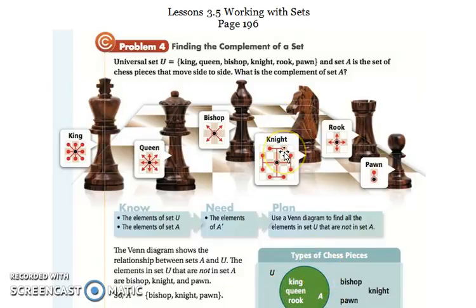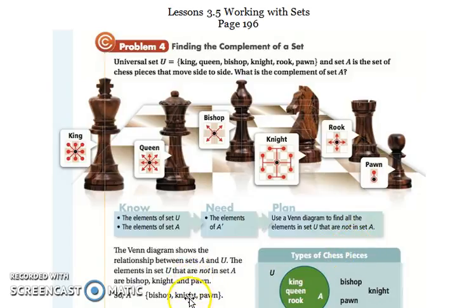I guess they didn't count the knight as moving sideways because he actually moves in an L shape. He can go 2 this way and 1 either that way or that way. So I guess they're not considering that straight sideways. That's fine. So A is these 3, the ones that can actually move sideways. And all 6 of them are the universal set.